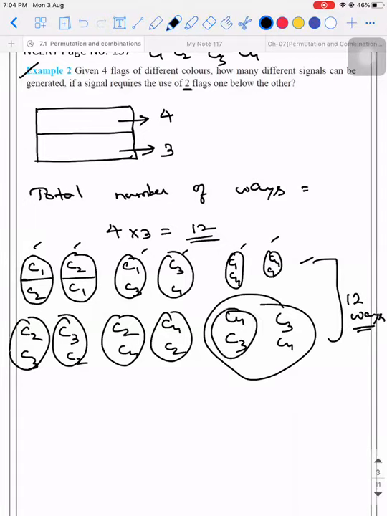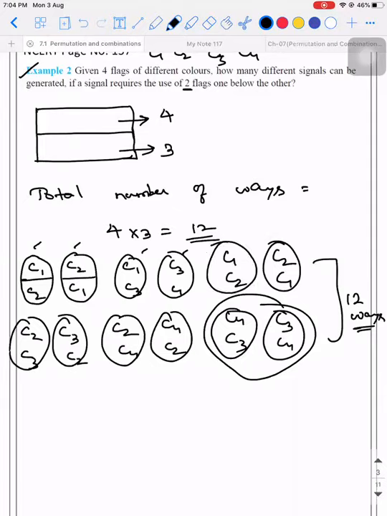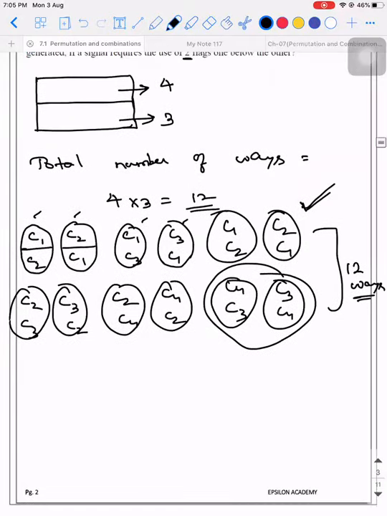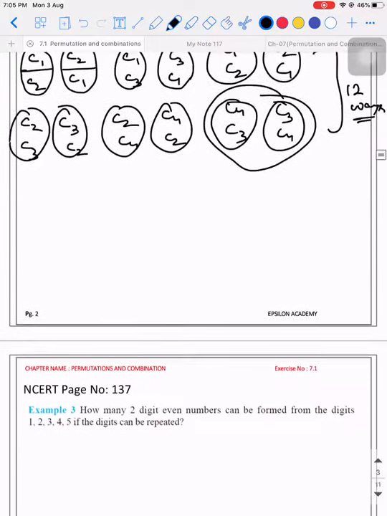C4, C3 is different from C3, C4. Where did I write? I didn't write. Is it clear? So these are all the ways. Anyway, you need not write this. It is only for your understanding. In this way, shall we solve the exercise problems?